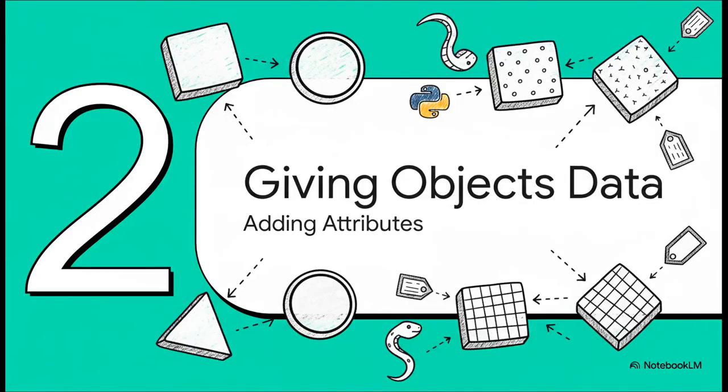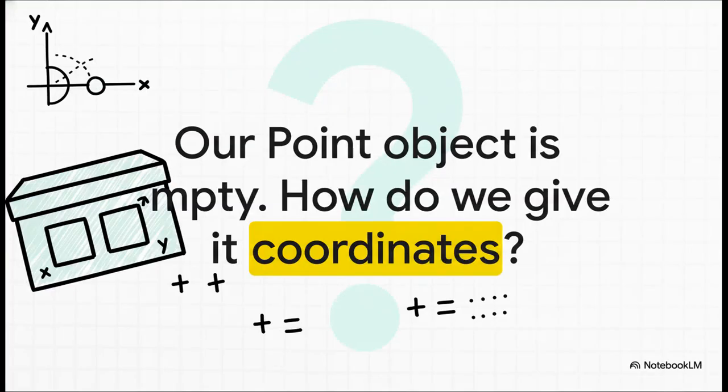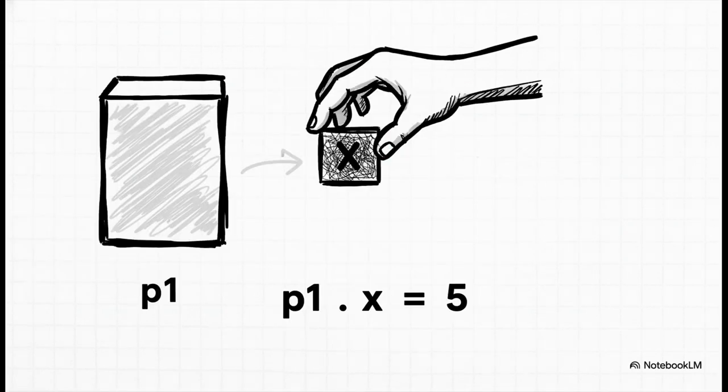Okay, so we have our object, but right now it's basically an empty shell. It doesn't hold any information, it doesn't know anything. The next logical step is to actually give it some data. I mean, we called our class Point, right? So it should probably represent a point on a graph. But how do we tell it where that point is? How do we give it an x and a y coordinate? The answer is with something called attributes, and it's super simple. You just use a dot.